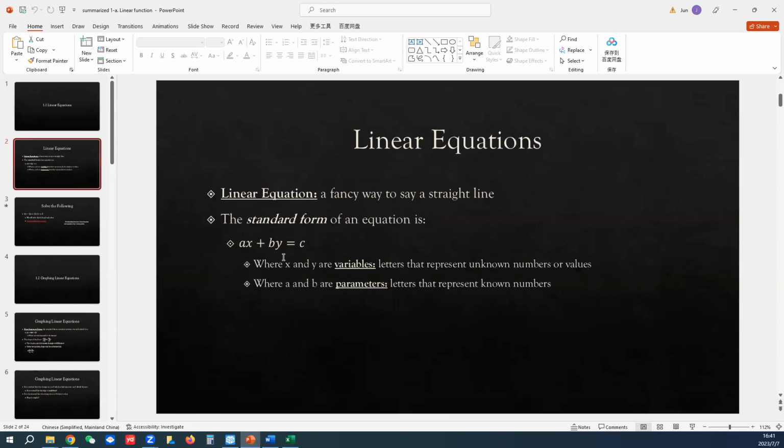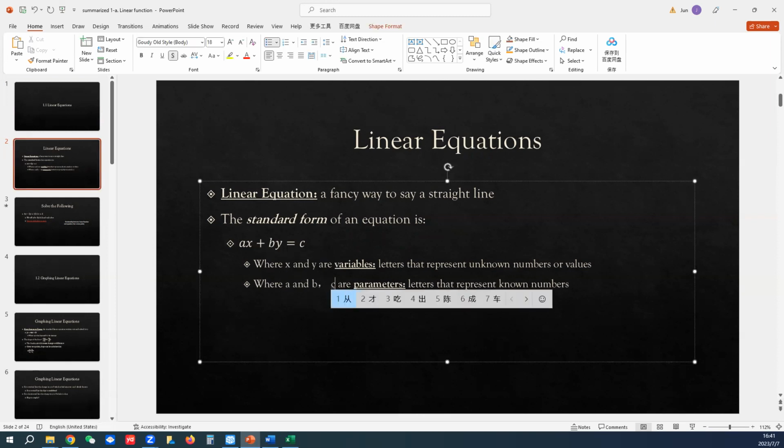Here, it's basically what it is. So x and y are variables, and as mentioned, x is independent and y is dependent by our habit, by our norms, and a and b and c, they are parameters. So what does this mean? Parameters means letters that represent known numbers or constants.